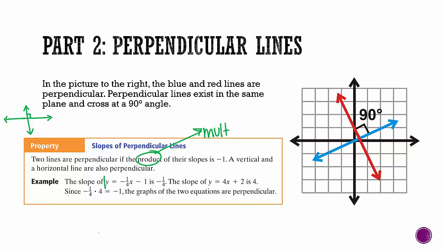So let's say I gave you this equation and this equation. Now if you take a look at the slopes here, the slope of the first one is -1/4, and the slope of the second one is 4. Now they're kind of closely related, but when I multiply them together, I end up with exactly -1. And this relationship here is something special.